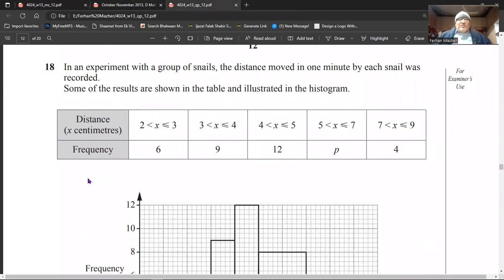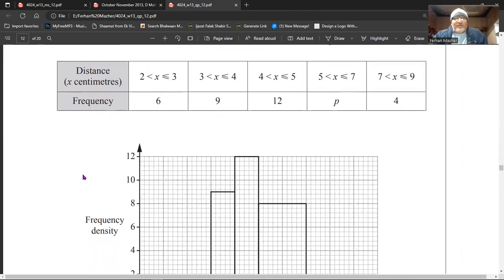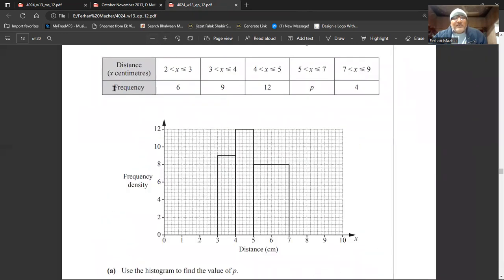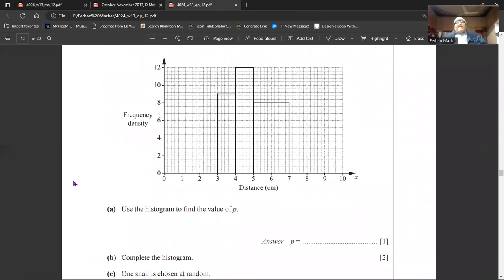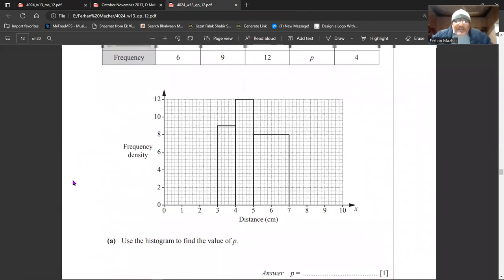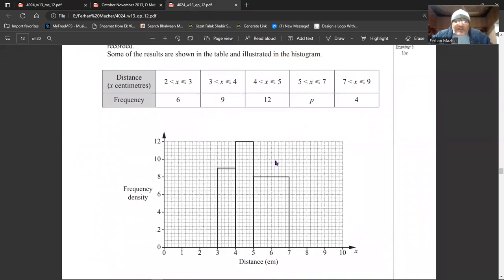In an experiment with a group of snails, the distance moved in 1 minute by each snail was recorded. Some of the results are shown in the table illustrated in the histogram. Okay, so here we have the histogram, and in this histogram, we have the frequency density. And the frequency density of the class 3 to 4 and 4 to 5 and 5 to 7 is represented here. Their first question is use the histogram to find the value of the P. The value of the P is basically this class, its frequency. So 5 to 7 is the histogram here.